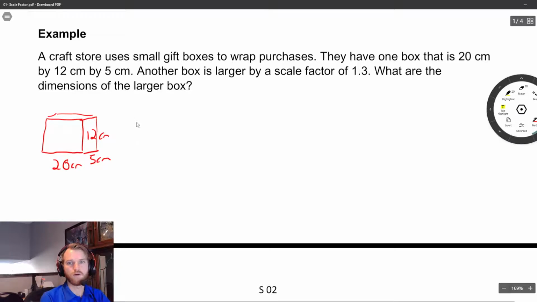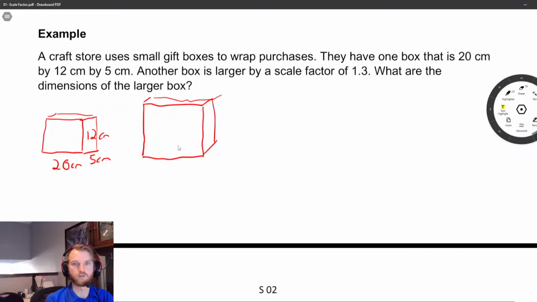Okay. Now I have a larger box that's bigger by a scale factor of 1.3. This isn't going to be to scale, but I'll just draw a larger box here to help me visualize what we're doing. Okay, so now I have these two boxes, and it says, what are the dimensions of the larger box? So I need to find those 3 dimensions.